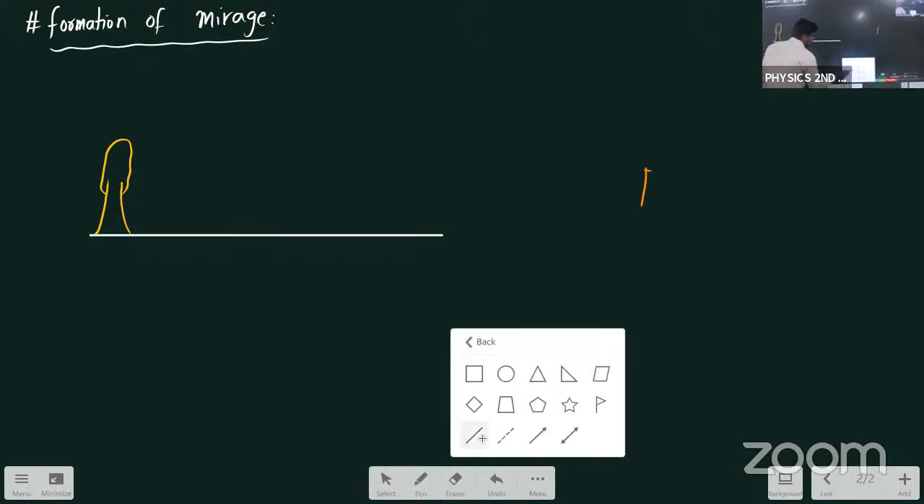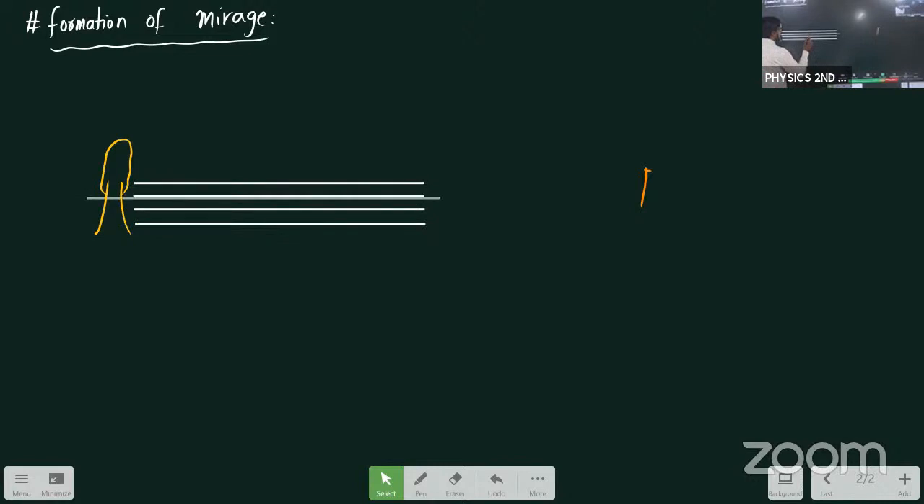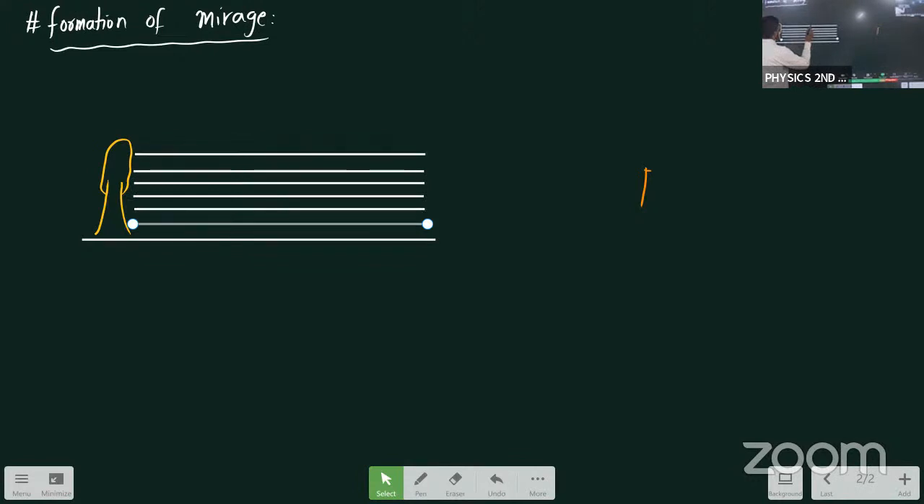Here I am taking different surfaces. This is the surface close to the ground. Again, I am taking one more surface here. I am taking another surface here. Why I am taking, you will understand now. I am taking another surface here, and one more surface. I am dividing this entire region into different surfaces. So these are the different regions where there is a change in density.